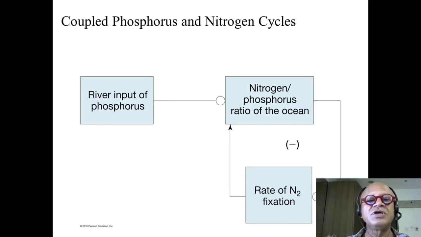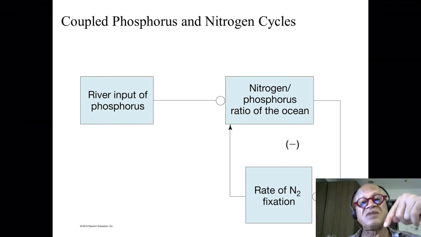So how are they coupled? River inputs phosphorus into the water. Nitrogen and phosphorus ratio becomes very critical. So if input increases, then the nitrogen to phosphorus ratio decreases. This coupling is negative because phosphorus is in the denominator. If you increase phosphorus, you're going to decrease the nitrogen to phosphorus ratio. Remember, nitrogen is coming mainly from the atmosphere fixed by diazotrophs, whereas phosphorus is mostly coming from the rivers. There is no big flux of phosphorus because there is no phosphorus in the atmosphere.